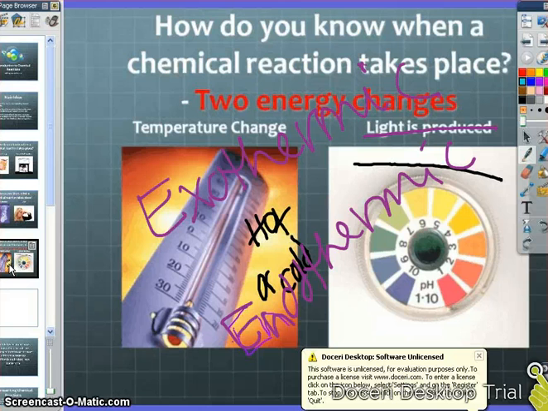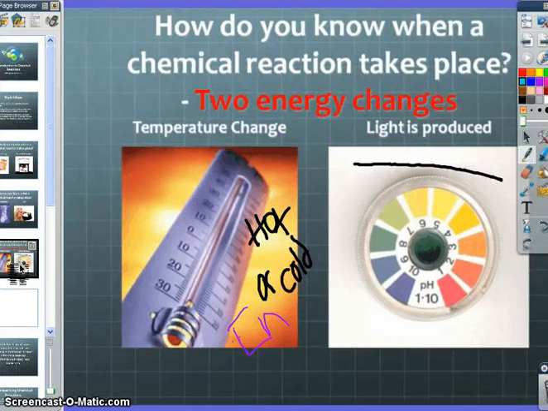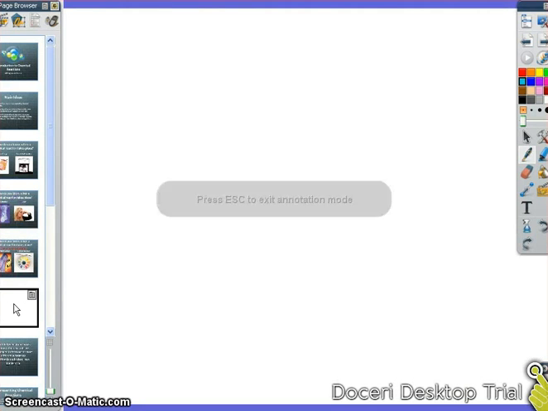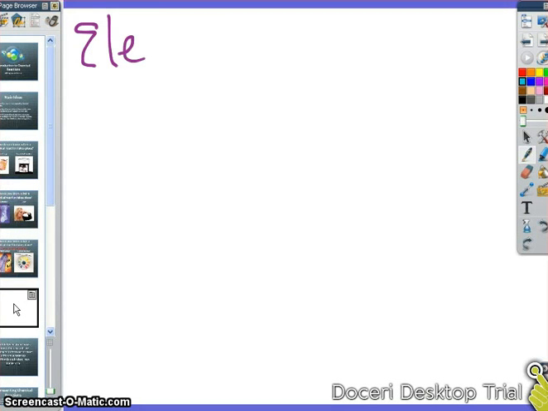Now we're going to focus on talking about elements and compounds. We are going to break down what an element is and what a compound is. An element is the purest form of a substance. So you need to write that down. An element is the purest form of a substance.